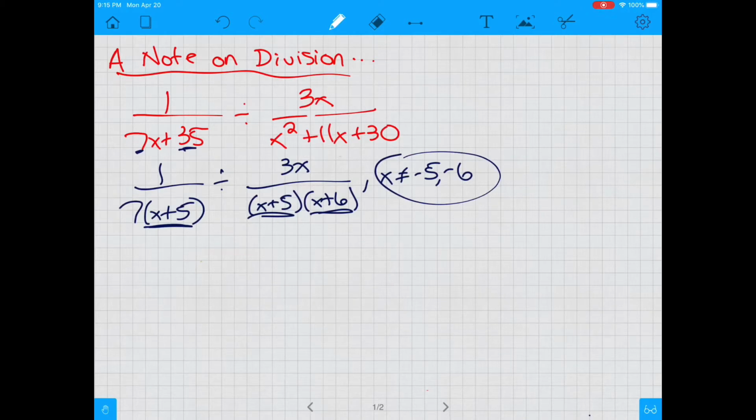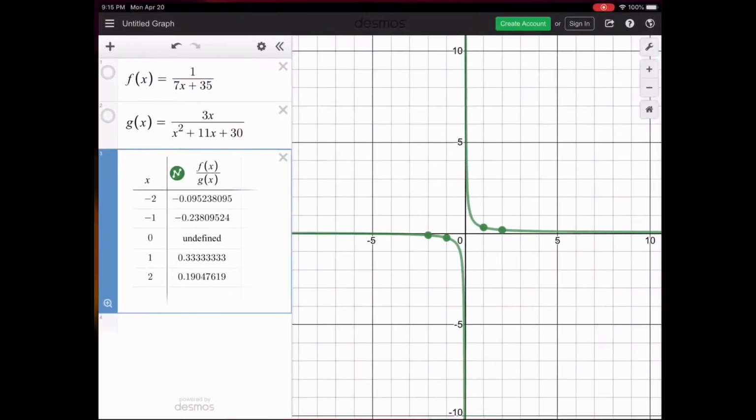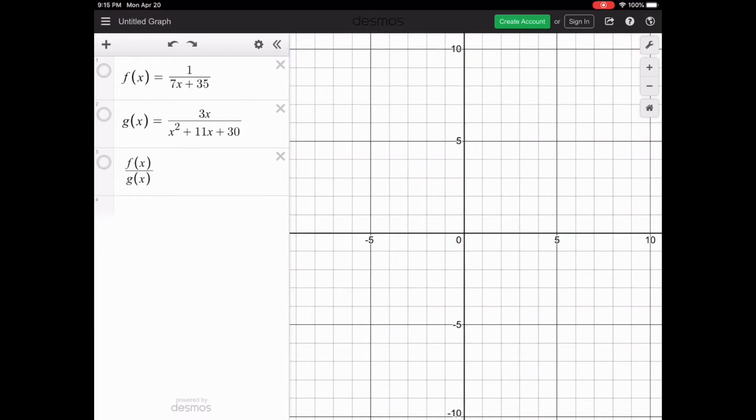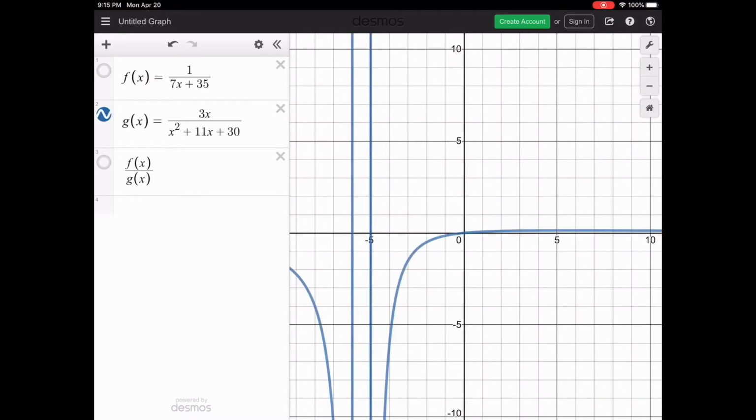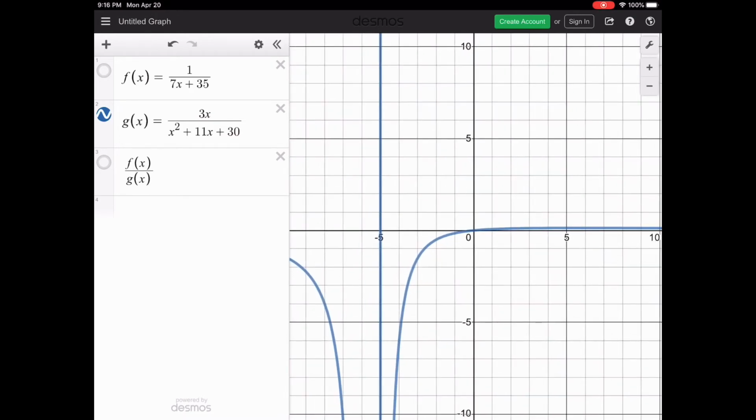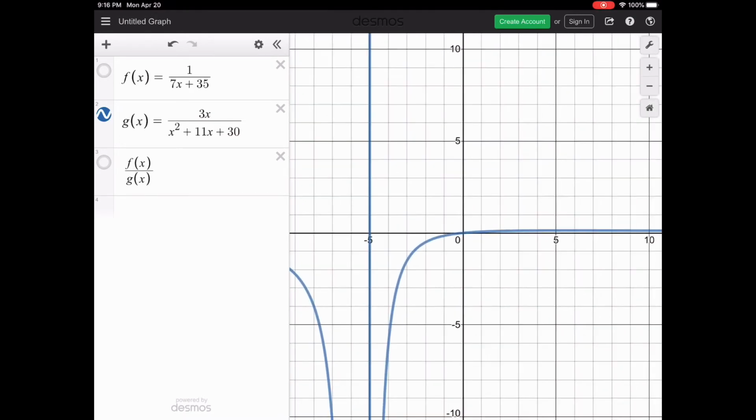Great. But if you actually go ahead and try to graph this thing, which I did, this is my f of x. This is your first fraction, 1 over 7x plus 35. Here's your second fraction, and you notice this thing freaks out Desmos too. Sometimes the asymptote at negative 6 is there, sometimes it's not. It freaks it out, but that's okay.